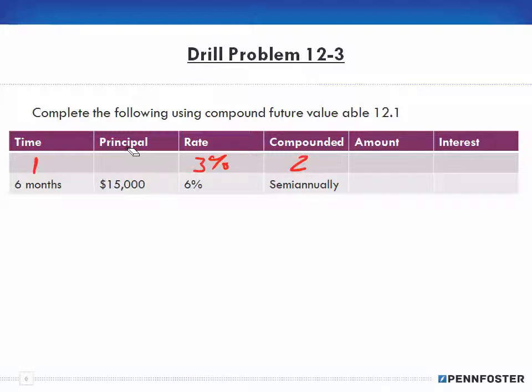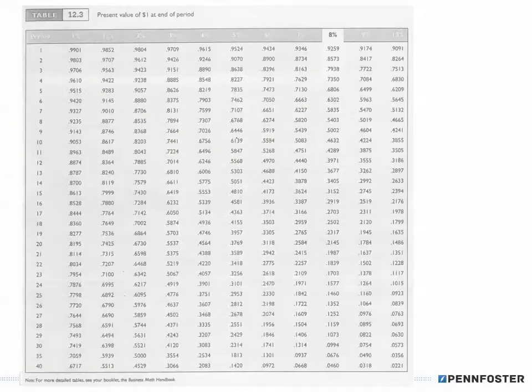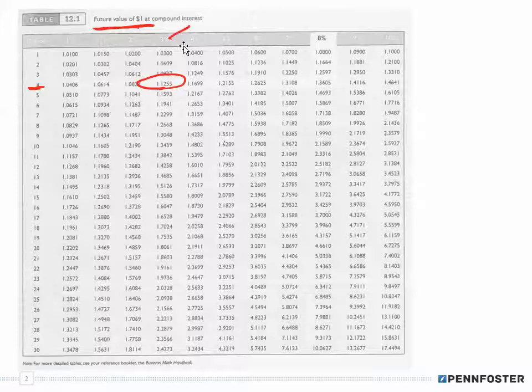So in order to do this, it's easier to take the future value table. That's present value, that's future value. We are looking at 3% for 1 period, and that gives us the factor of 1.0300.